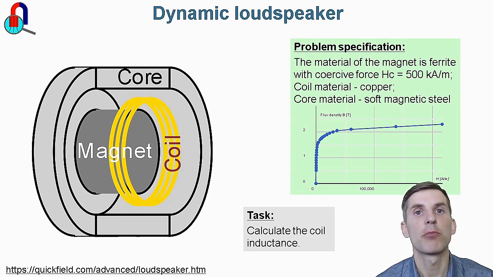The inductance is an important parameter that determines the dynamic characteristic of the loudspeaker. And it is important to calculate the inductance with respect to the actual saturation level of the magnetic material. You see, the core is made of soft steel, whose magnetic permeability is not constant. Here is the BH curve. And the saturation level depends not only on the current in the coil, but also on the permanent magnet.